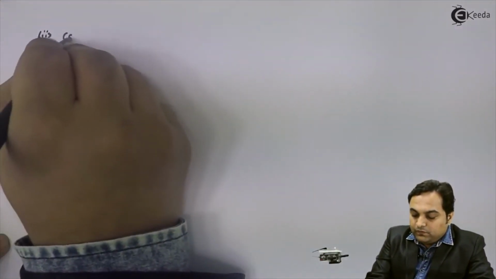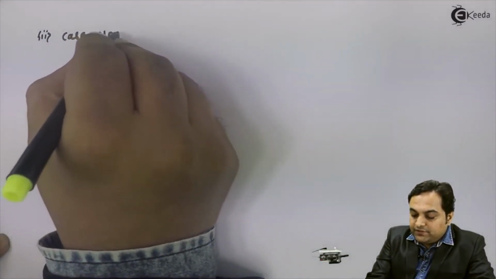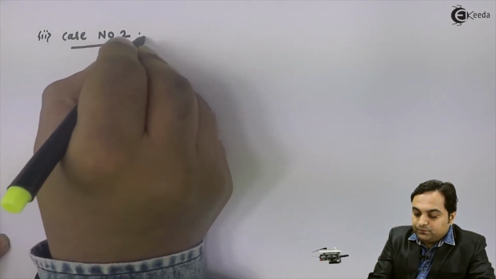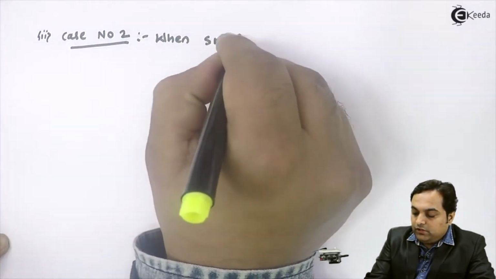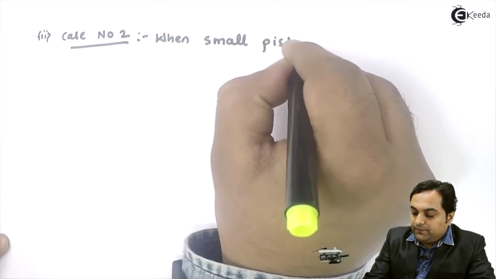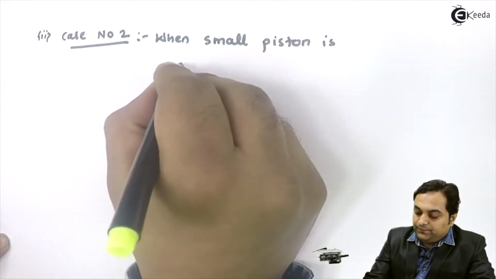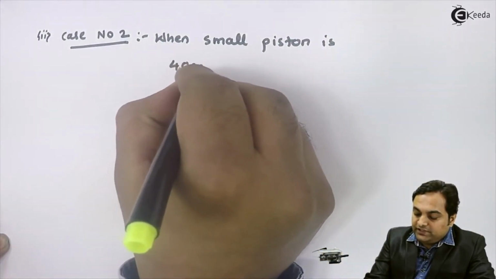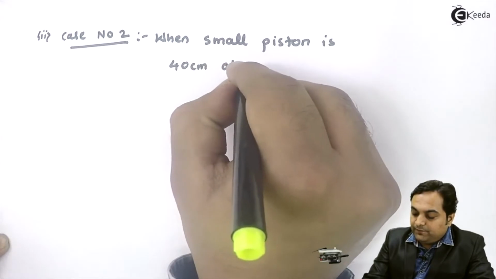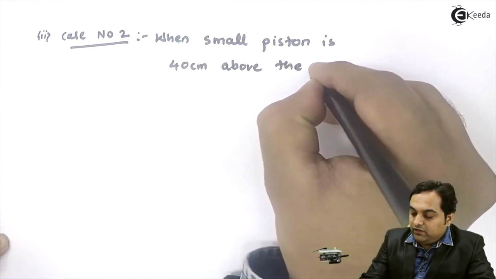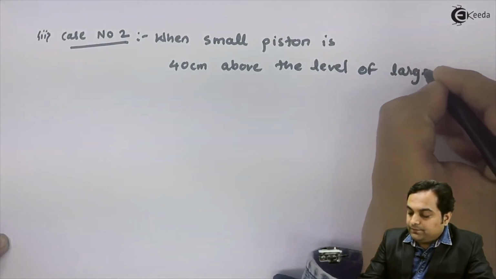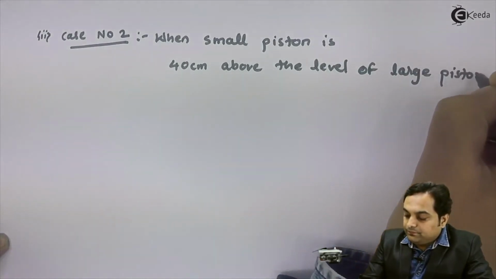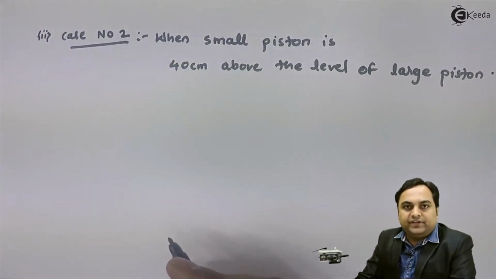So I'll draw the diagram for that. This is case number 2, when the small piston is 40 centimeter above the level of the large piston. So for this condition, I'll draw the diagram.